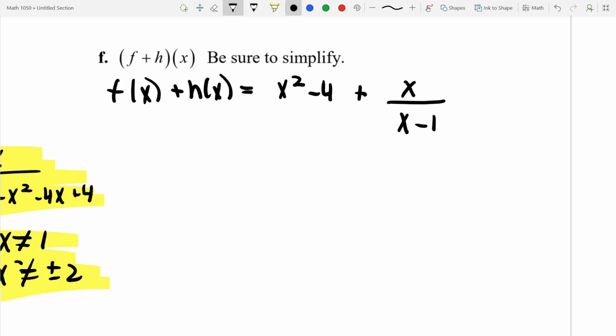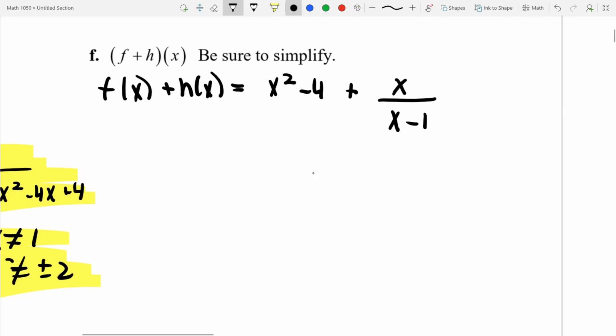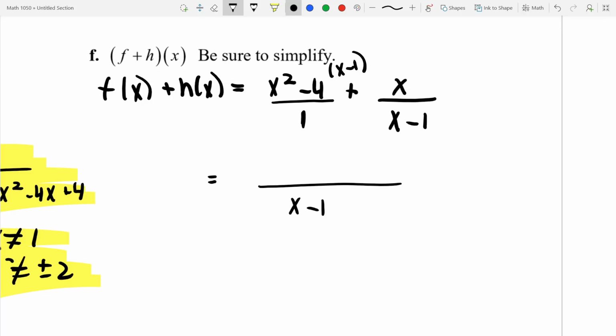I cannot add these fractions together because I don't, tell me. I don't have a common denominator. So I'm going to make it clean. Look, I'm going to put a 1 underneath. I'm going to get my common denominator, which is x minus 1. This guy is missing the x minus 1. So I have to multiply 1 by x minus 1. So therefore, I have to multiply the top by x minus 1.